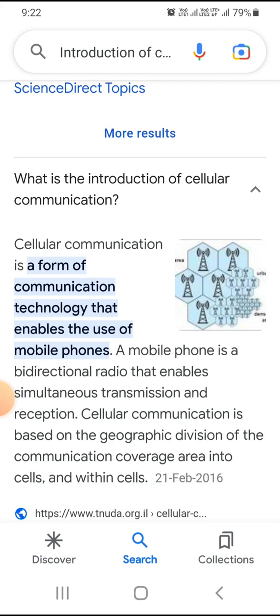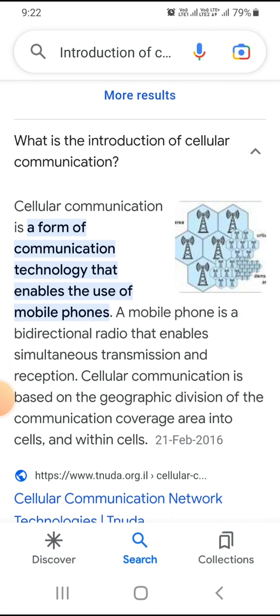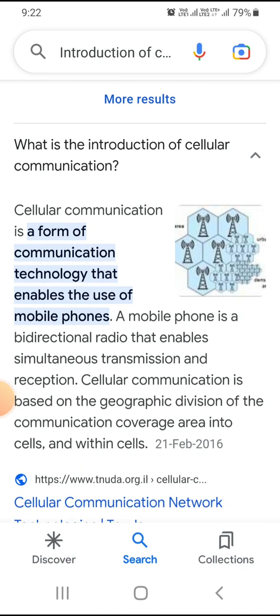What is the introduction of cellular communication? Cellular communication is a form of communication technology that enables the use of mobile phones. A mobile phone is a bidirectional radio that enables simultaneous transmission and reception. Cellular communication is based on the geographic division of the communication coverage area into cells.